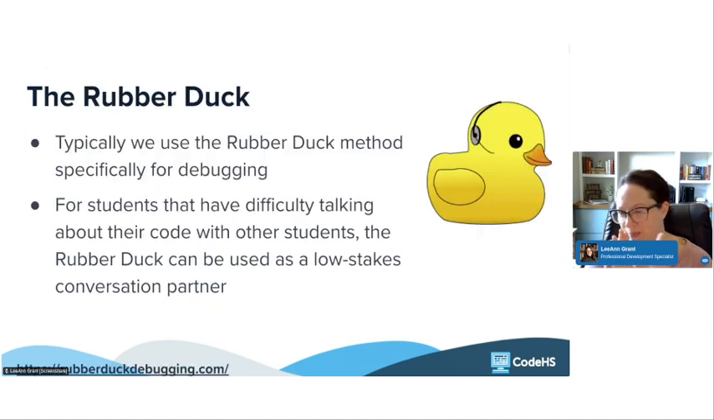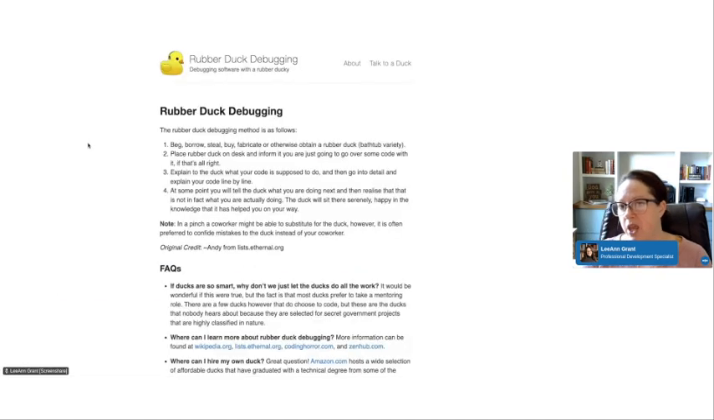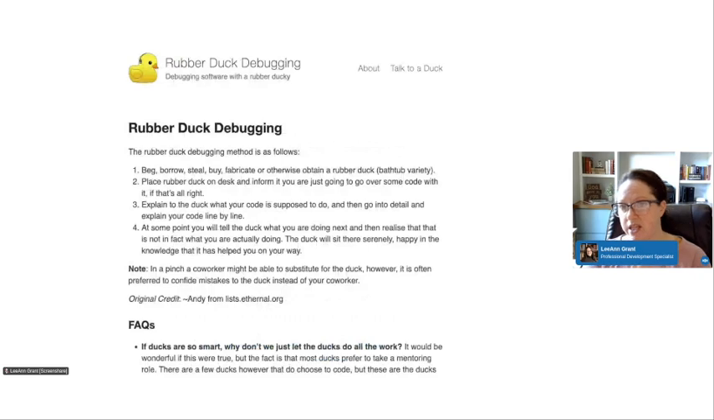Okay, so the rubber duck method. Typically we use the rubber duck method for debugging. For students that have difficulty talking about their code with other students, the rubber duck can be used as a low stakes conversation partner. So I'm going to click on this. Oh, I have to share this tab. Let me zoom in here so you guys can see this, rubber duck debugging. This is kind of a cool concept.